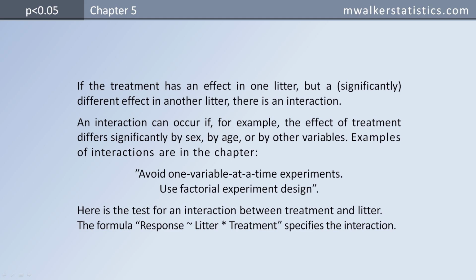If the treatment has an effect in one litter, but a significantly different effect in another litter, there is an interaction. An interaction can occur if, for example, the effect of treatment differs significantly by sex, by age, or by other variables. Examples of interactions are in the chapter. Avoid one variable at a time experiments. Use factorial experiment design. Here is the test for an interaction between treatment and litter.